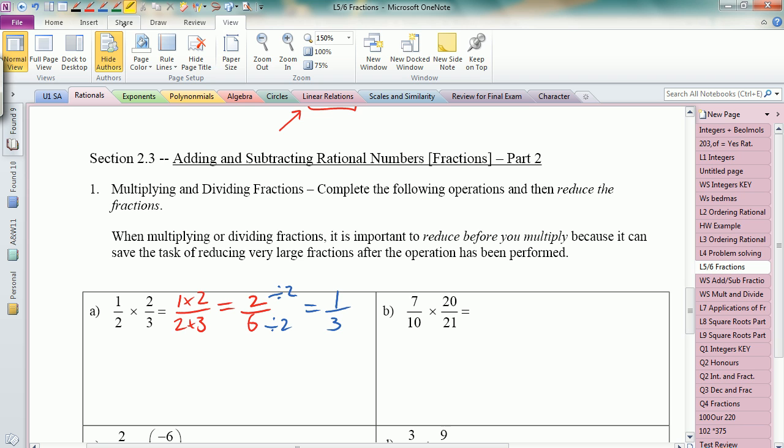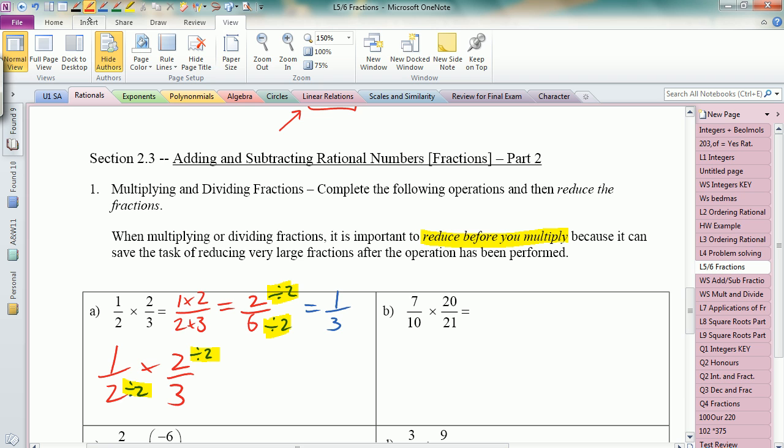Now what we're going to do is when we cancel, it's reducing before you multiply. So we're going to divide by 2 earlier on. So instead, when you have 1/2 times 2/3, write this down please, we are going to divide by 2 and divide by 2. Notice how 1 is on the top and 1 is on the bottom. It must be like that. They can't be at the same level. You have 1 on the top, 1 on the bottom.